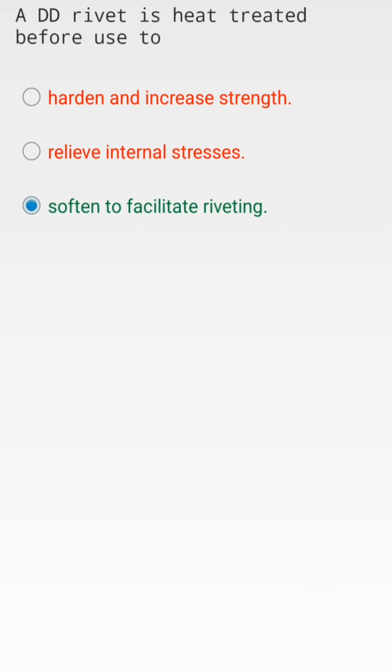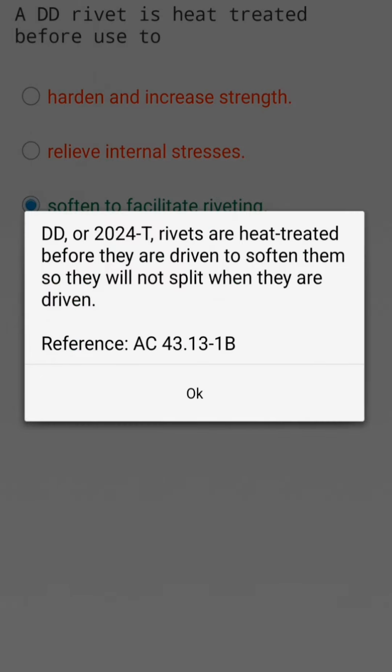A DD rivet is heat-treated before use to soften it to facilitate riveting. DD, or 2024-T, rivets are heat-treated before they are driven to soften them, so they will not split when they are driven.